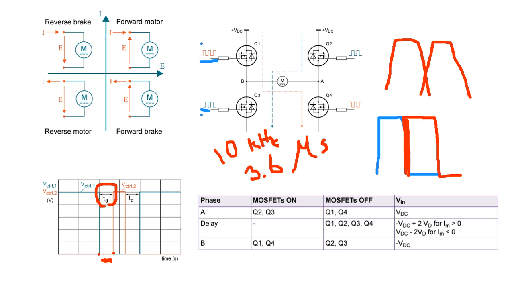For this operation, for phase A, Q2 and Q3 are in the on position, and Q1 and Q4 will be off. What's the output? VDC. For B direction, it means one direction A, one direction B. In B direction, Q1 and Q4 are on, Q2 and Q3 are off. In this situation, we have minus DC link voltage.